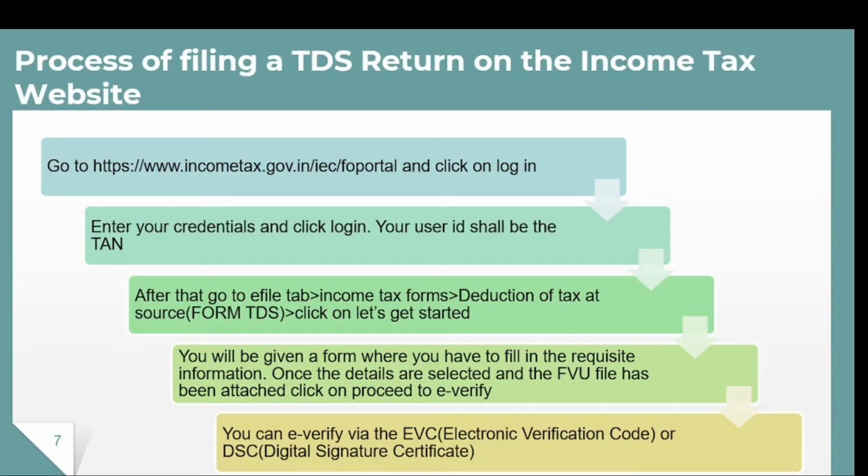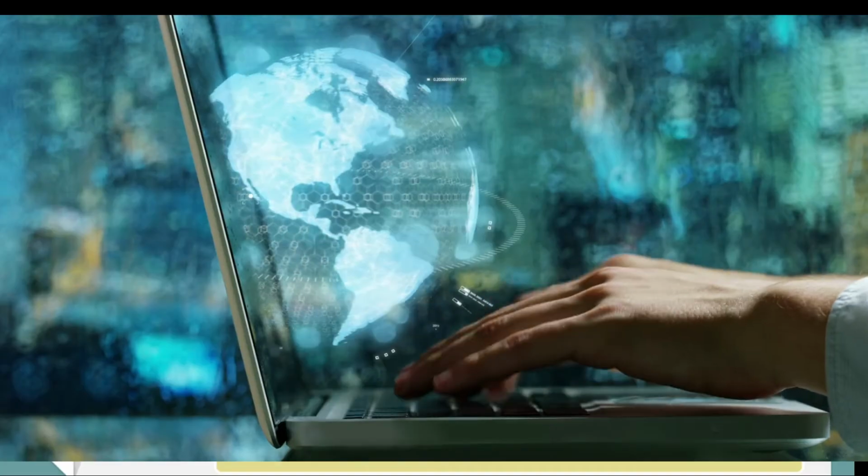Now we come to the process of filing a TDS return on the income tax website. The first and foremost step is to go to the URL given on the screen and click on login. Second, enter your credentials and click login. Your user ID shall be the TAN number provided to you. The third step is to go to the e-file tab, navigate to income tax forms, go to deduction of tax at source, form TDS given in the brackets, and then click on let's get started.